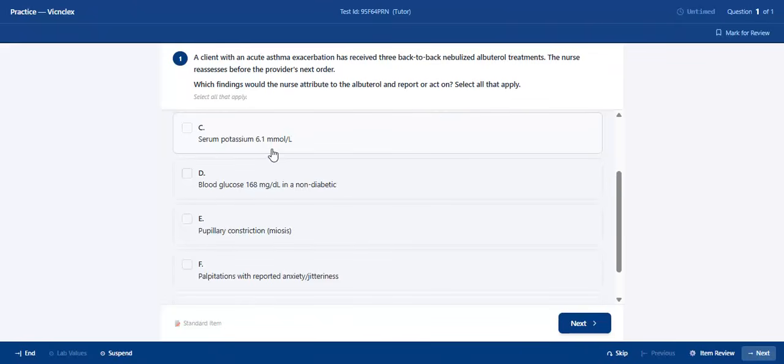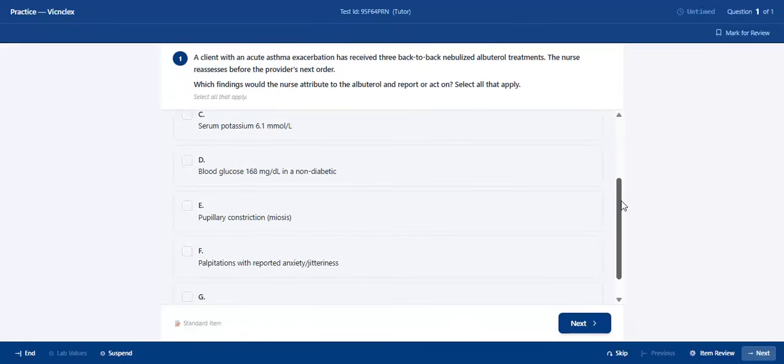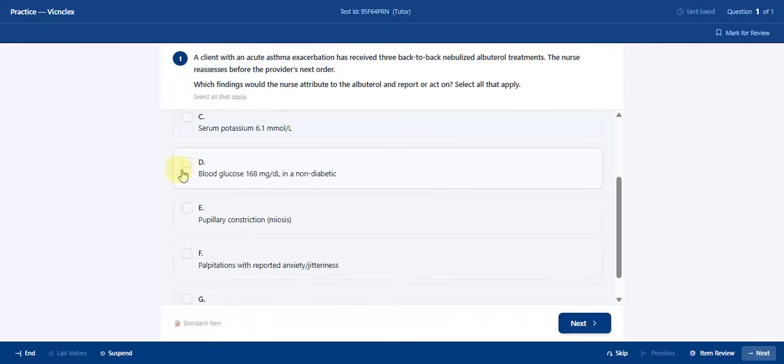Take note, one side effect of albuterol is that it can shift potassium into the cell. If it's shifting potassium from the extracellular to the intracellular space, it's going to lead to hypokalemia. So in this scenario, one of the side effects is going to be hypo, not hyper. C is telling us hyper, so we are not going to choose C. That is not part of the side effects. Now the next option says blood glucose of 168 milligrams per dL in a non-diabetic.